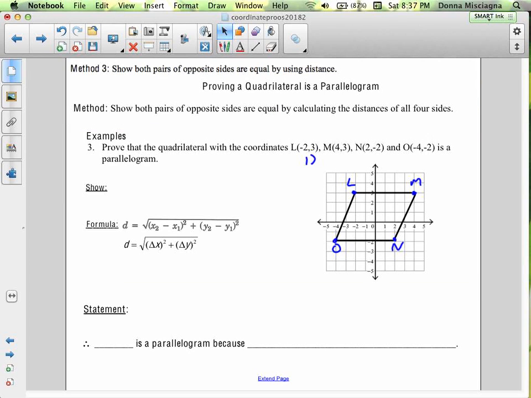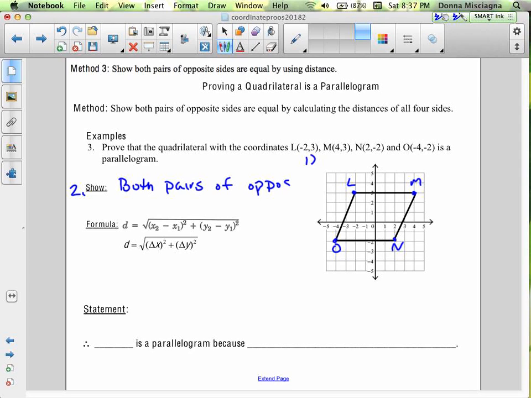Step number 2 is what do we want to show? We want to show both pairs of opposite sides are congruent. And I do want you to write what you want to show, even though it's in the question, because we need to focus on how we're going to do it.